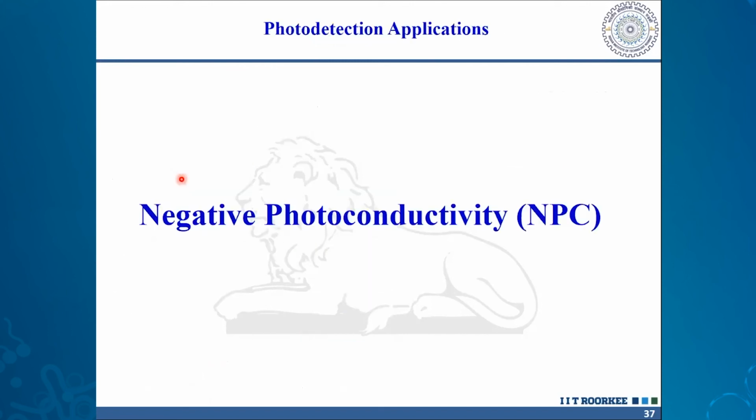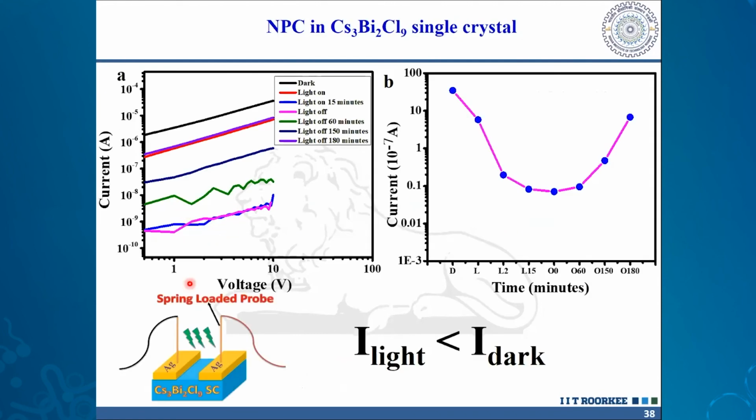I'll complete my talk with a very unusual phenomenon we have observed: negative photoconductivity in the perovskite single crystal. We have just submitted this paper. It is under consideration right now. And what we have seen is amazing: this lead-free perovskite single crystal shows a negative photoconductivity. Now, negative photoconductivity has been reported in the literature previously also. But in lead-free based systems, this is the first report of negative photoconductivity.